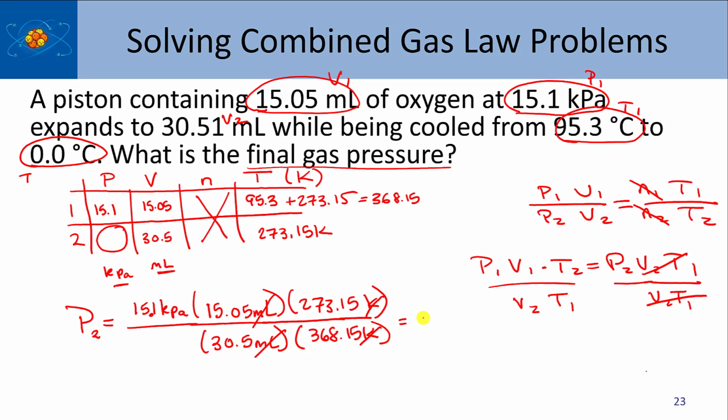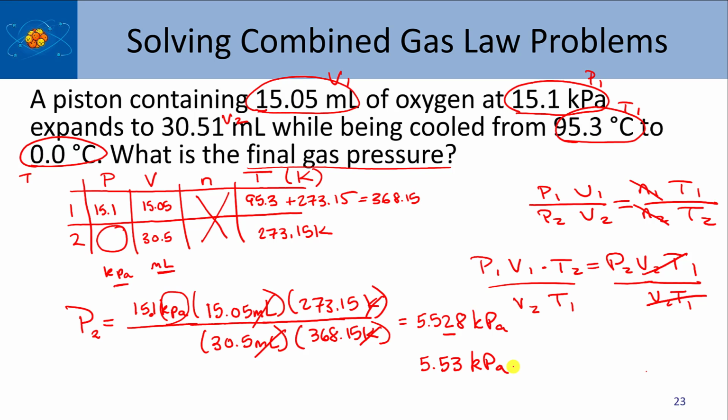So I get 5.528, and the units are kilopascals, kPa. I have 3 sig figs in all this mess, so I'll round it to here, and it becomes 5.53 kPa. So it's actually at a lower pressure than it started with. It started off at 15.1.